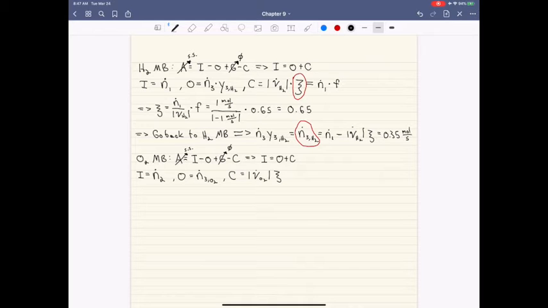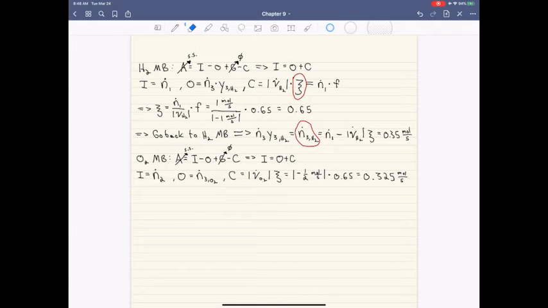All right. And so here, in our overall reaction, if you go back and look, you'll see that the stoichiometric coefficient is equal to -1/2. And our extent of reaction, which we solved for previously, is 0.65. And so what we get is 0.325 moles per second. Okay?